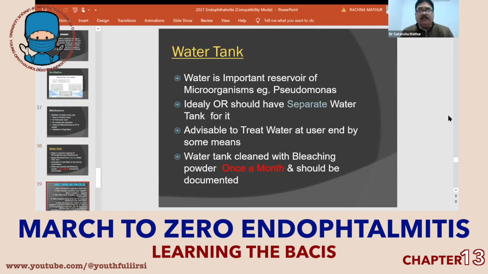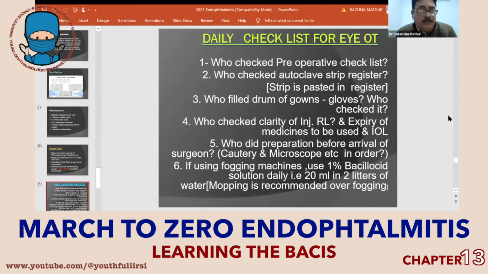We should have a daily checklist for the OT like this. Who did the periodic check? Who checked the autoclave register? Who filled the drum? All these things should be noted and signed by an OT assistant. This is important, in the sense that the person who is responsible for the OT will think twice before skipping anything, because the doctor is going to check it and sign it. Any document signed by the attendant, he will always be conscious.